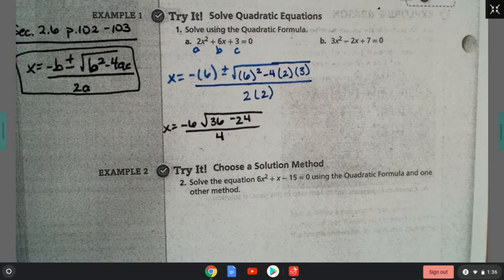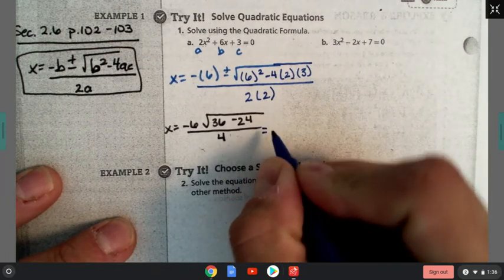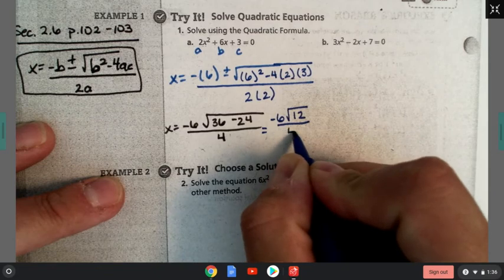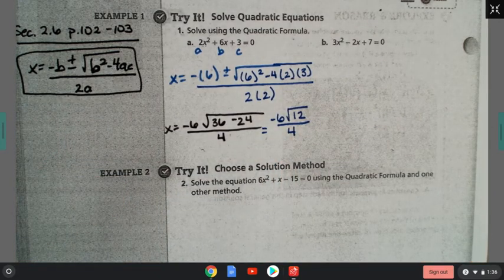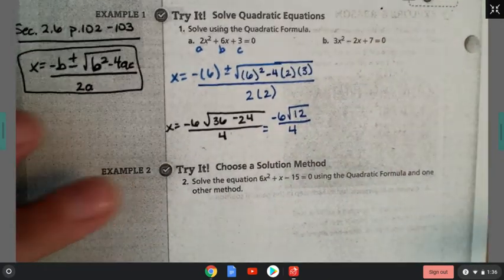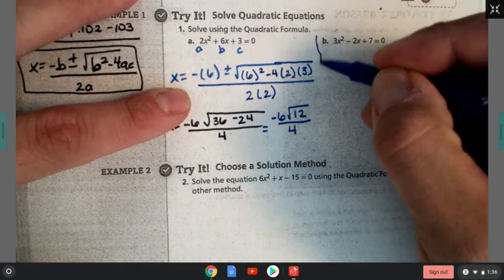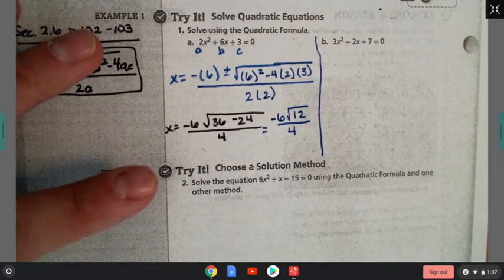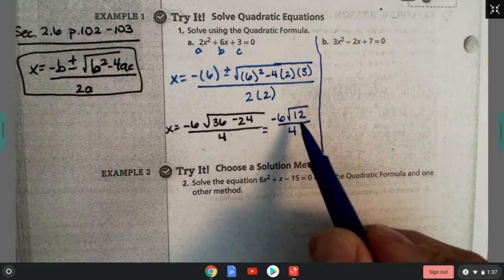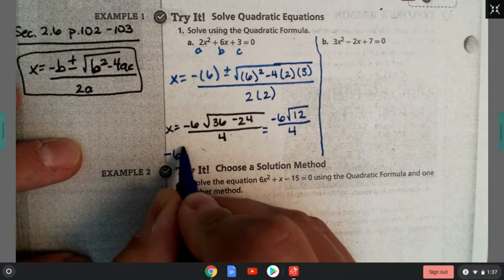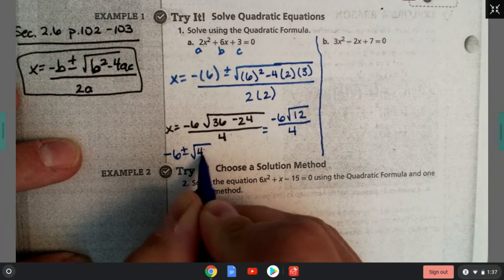All right. Now we're going to do the subtraction problem. So that would become negative 6 plus or minus the square root of 12 over 4. All right. Now 12 isn't a perfect square, but there's a perfect square that goes into it. So I could simplify it down a little bit. Draw a little line right here so I don't go into the other one. Okay. So I know 12 is not a perfect square, but let's see if we can break it down. So 12 is actually the same thing as 4 times 3.